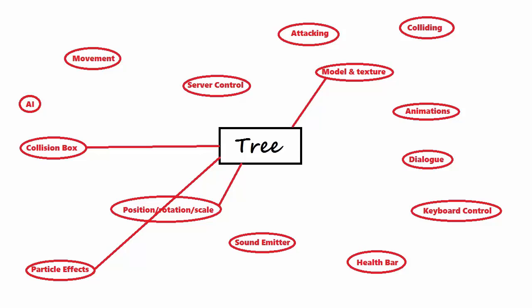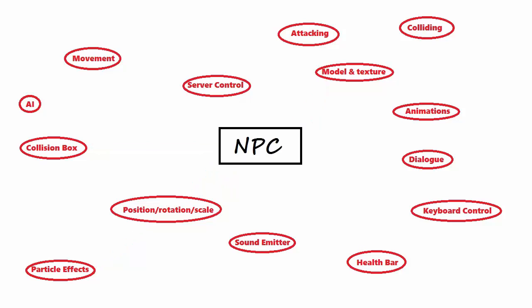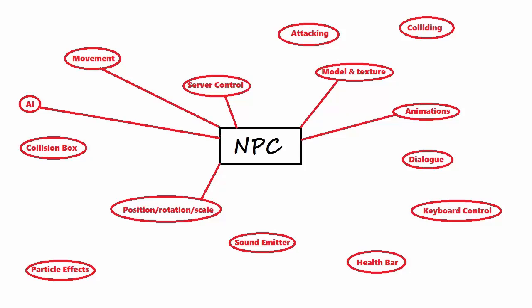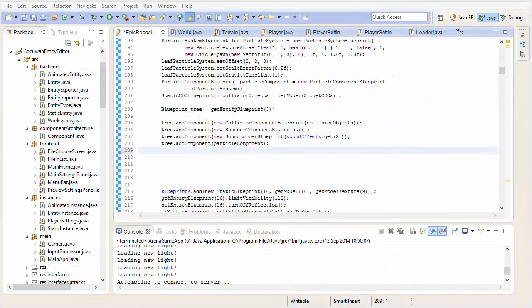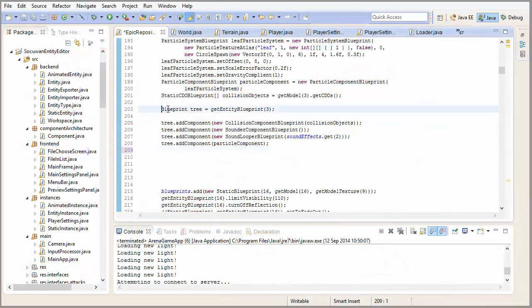If I wanted to make an NPC, I don't have to create a new subclass of entity or even a new class at all. I can just create an instance of the entity class and then add all the functionality I want to that instance. And I can show you how this looks in the code. So I've got an entity blueprint for a tree here, and then I'm just going to go ahead and add some components to it, such as a collision box, the ability to emit sounds, a looping sound effect, and a particle system that I set up earlier in the code.